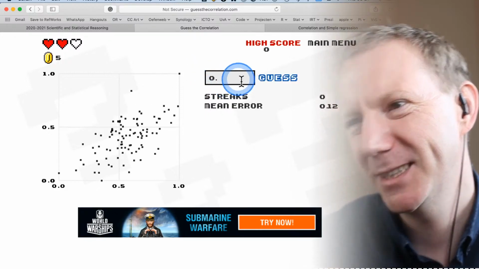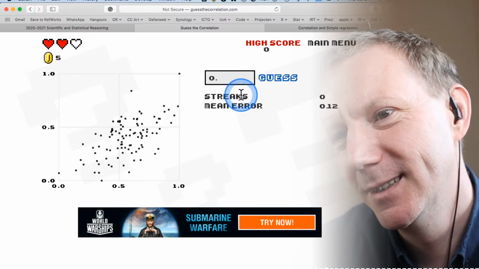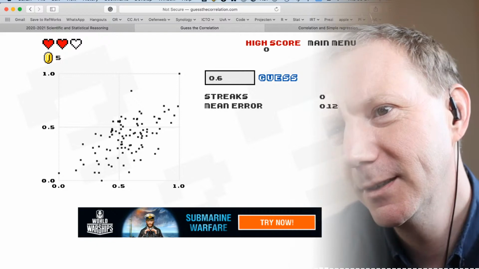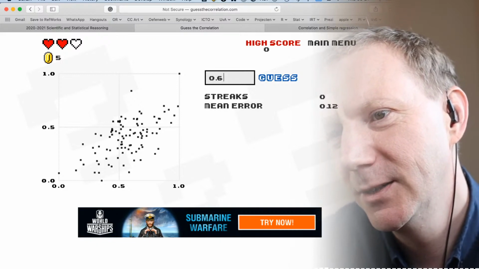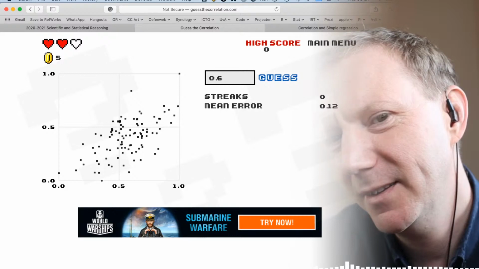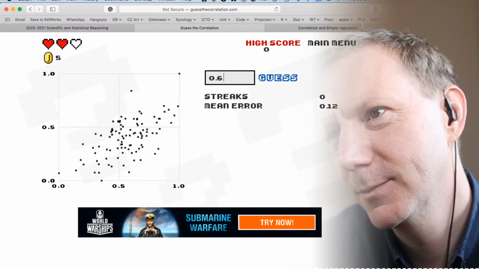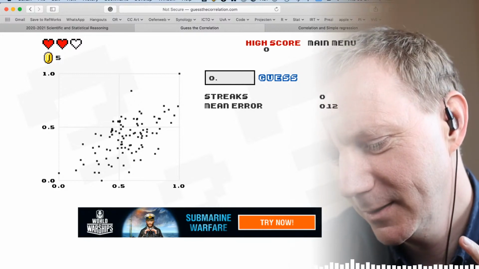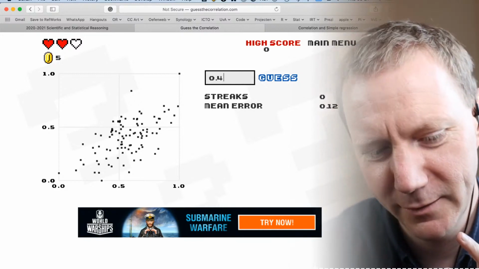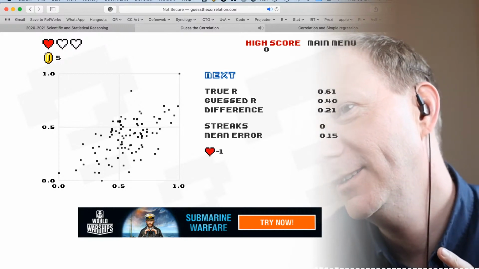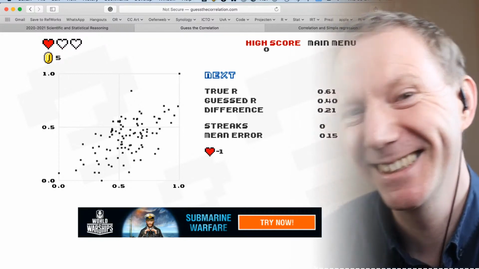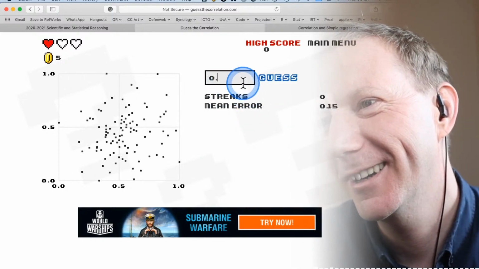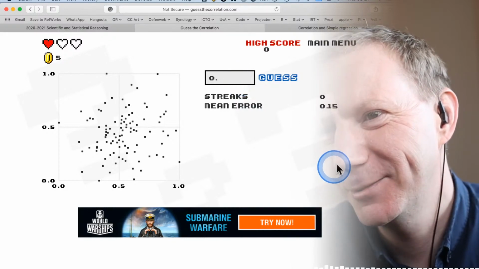We'll go on. This one. 0.6. Anyone else agrees? Don't agree? So you have to look at the averages, right? I would say 0.4. Anyone else? 0.5. Okay. Oh, it was 0.6. Let's keep going. We still have one heart left. This one.